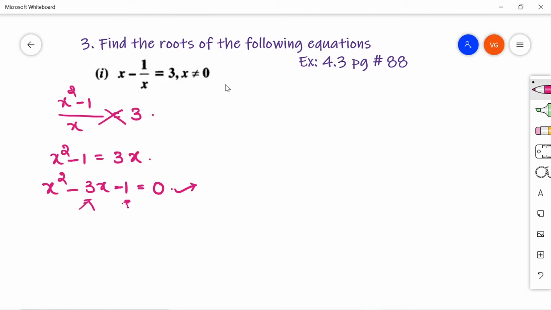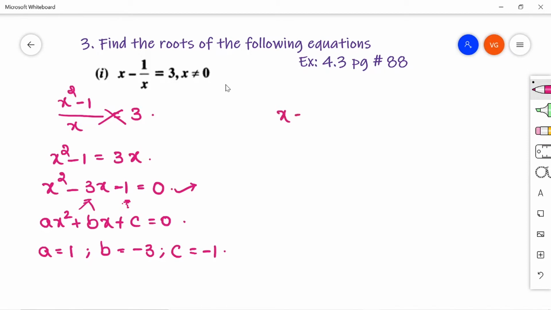So compare the given quadratic equation with the standard form ax square plus bx plus c is equal to 0. Then we'll get a is equal to 1, b is equal to minus 3 and c is equal to minus 1. Now to find out the roots, write down the formula: minus b plus or minus square root of b square minus 4ac divided by 2a.